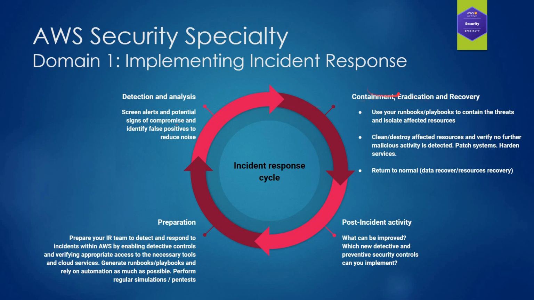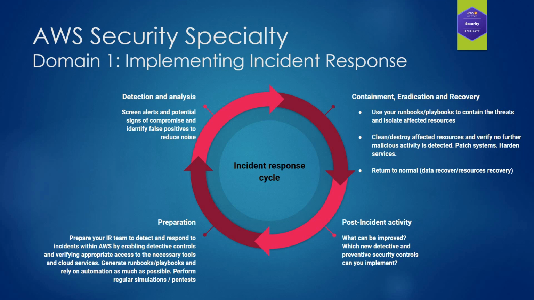Moving forward to the containment, eradication, and recovery. Here, we are going to be using the runbooks and playbooks that we defined during the preparation phase in order to contain the threats. For example, if we have malware affecting an EC2 instance that is part of an auto-scaling group, we would detach that specific EC2 instance from the auto-scaling group. We'll probably put that instance in a VPC that doesn't allow any kind of connectivity, except the connectivity required by the security tools and the incident response team, and so on. Basically, we are trying to isolate the affected resources so that they are not affecting other resources, or maybe even allowing the attacker to jump from one account to the other.